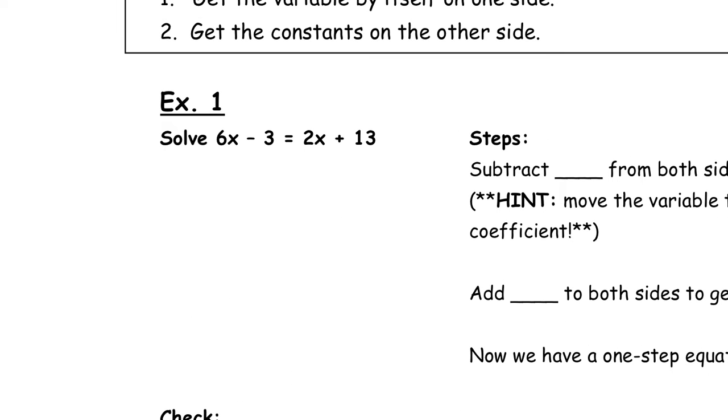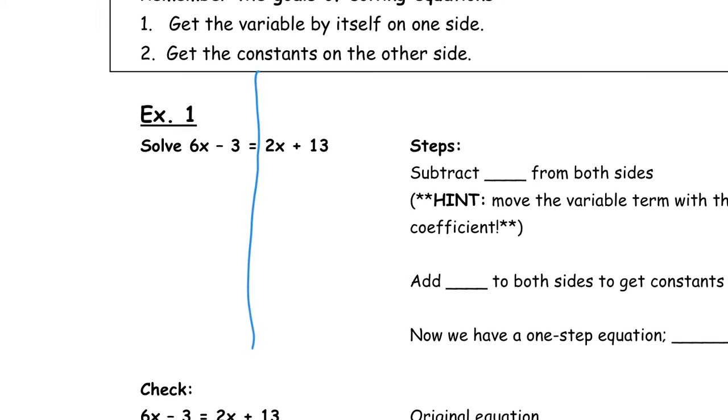We have 6x minus 3 equals 2x plus 13. So what this means is these need to balance each other out. Whatever x is, it needs to balance out this equation. So I'm going to draw my line just so I understand. Not the best line, huh? But just so I understand that I'm breaking down this middle part, okay?